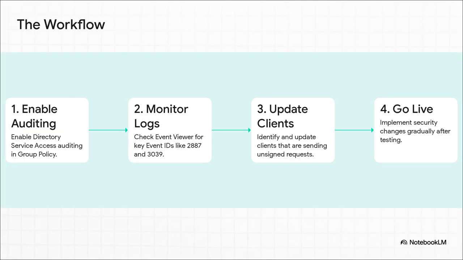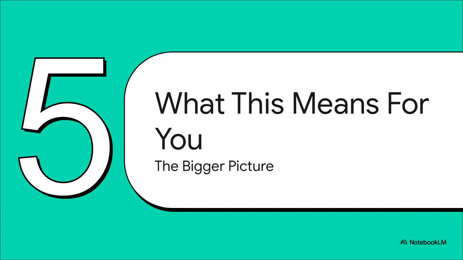And the workflow for fixing this is actually a pretty clear four-step process. First, you have to turn on the right auditing so these events actually get logged. Second, you monitor for those key event IDs we just talked about. Third, you track down and update the clients that are causing the problems. And finally, this is important, you roll out the changes gradually, piece by piece, so you don't accidentally break your whole network.